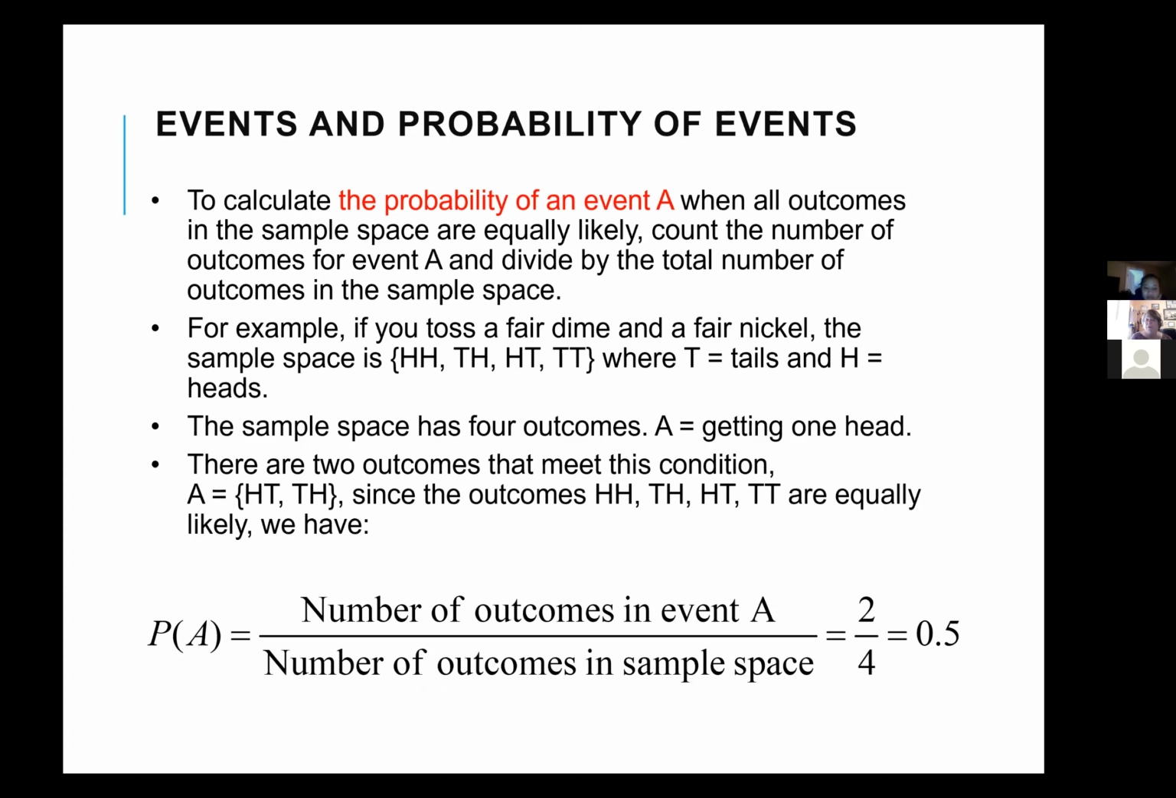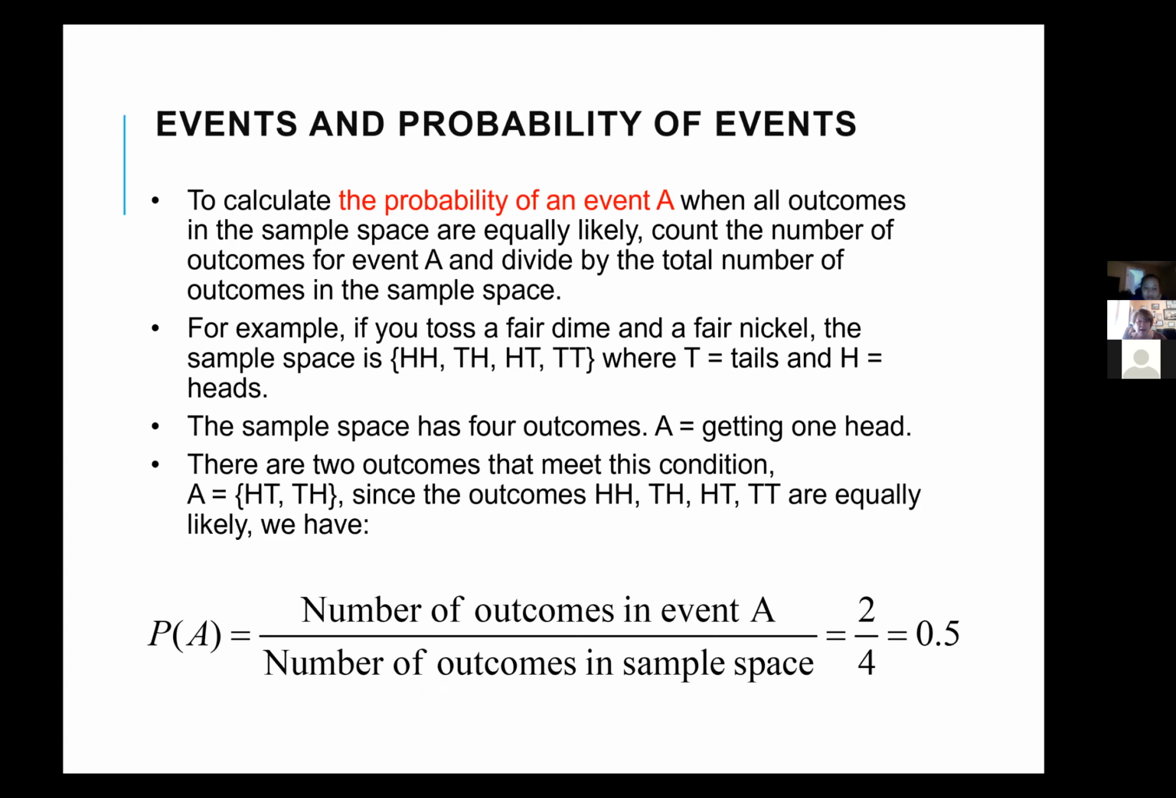For example, if you toss 2 coins, a fair dime and a fair nickel, what would your sample space look like? Well, your dime could be a head and your nickel could be a head. So they could both be heads. That's the first item in your sample space, head, head. You could expect that the dime is a tail and the nickel is a head. That's the second item in your sample space, tail, head. Or you could expect the reverse, that the dime is a head and the nickel is a tail. Last but not least, both of your coins could come up tails.